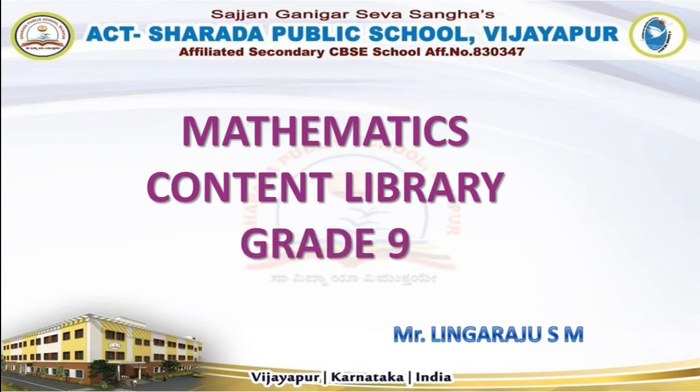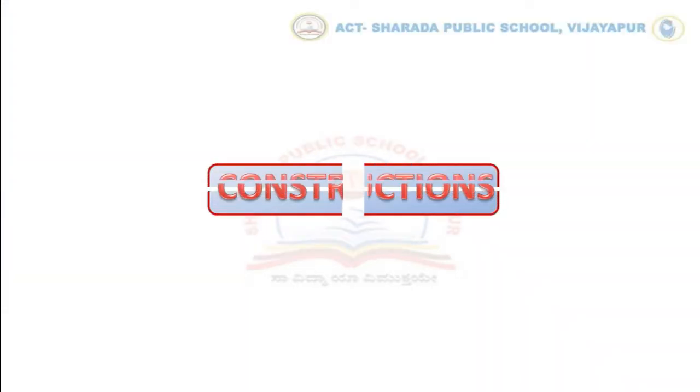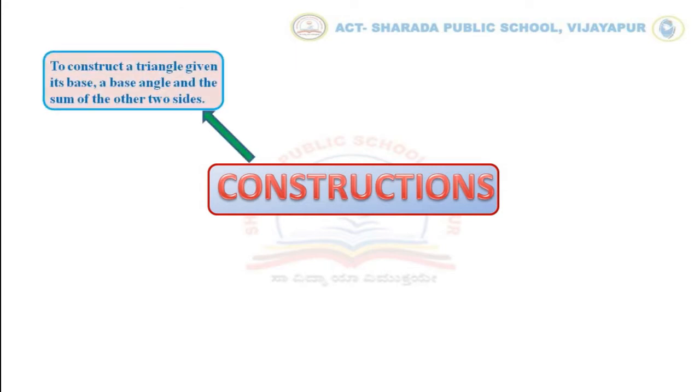Today we are going to revise the chapter Constructions. In this chapter we studied four types of constructions: constructing a triangle given its base, angle and the sum of the other two sides.